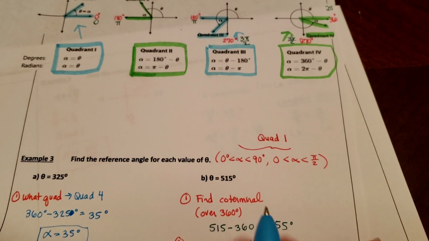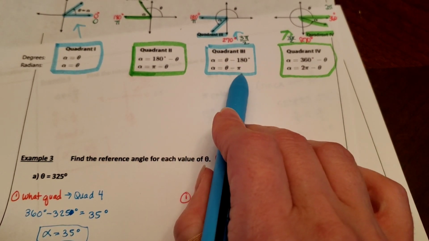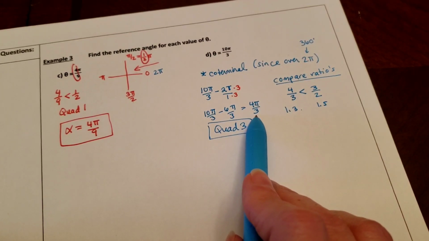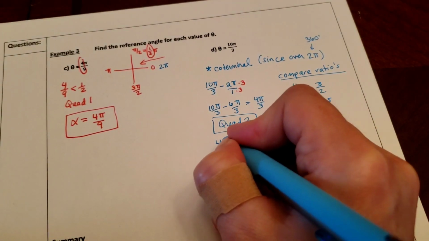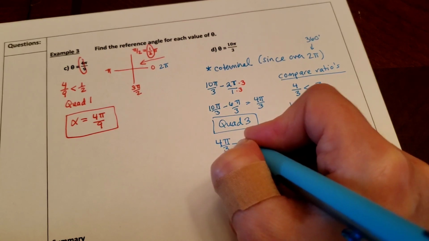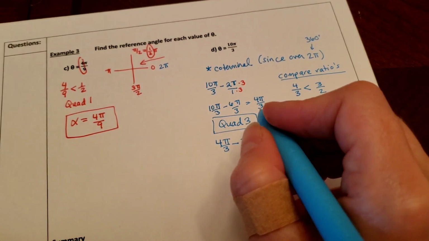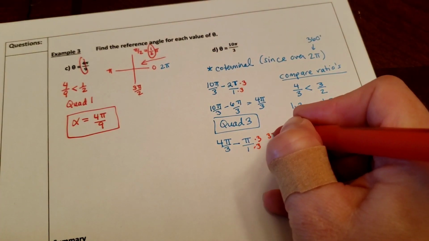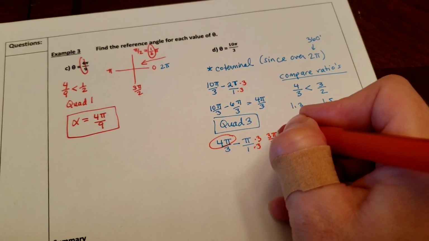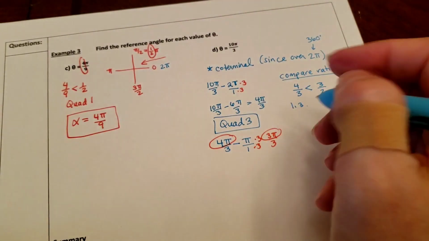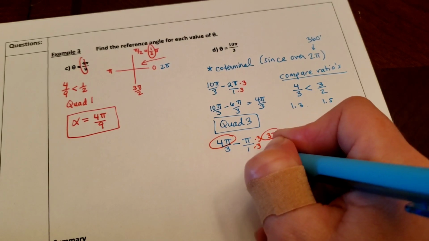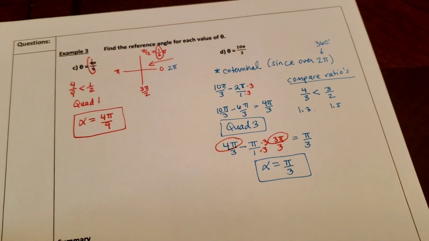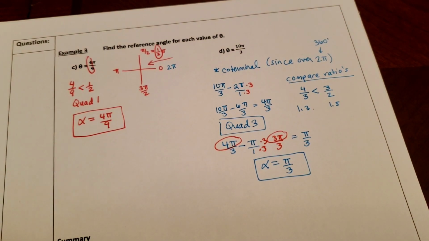Quadrant 3, if we go back to our chart, says you do theta minus pi for quadrant 3. So we're going to do theta, which is the 4 pi over 3 now because we're using our coterminal, and we're going to subtract pi. Again, you might need to make common denominators, so times by 3. So this will be 3 pi over 3. So 4 pi minus 3 pi is just going to be pi over 3. So our alpha is pi over 3.